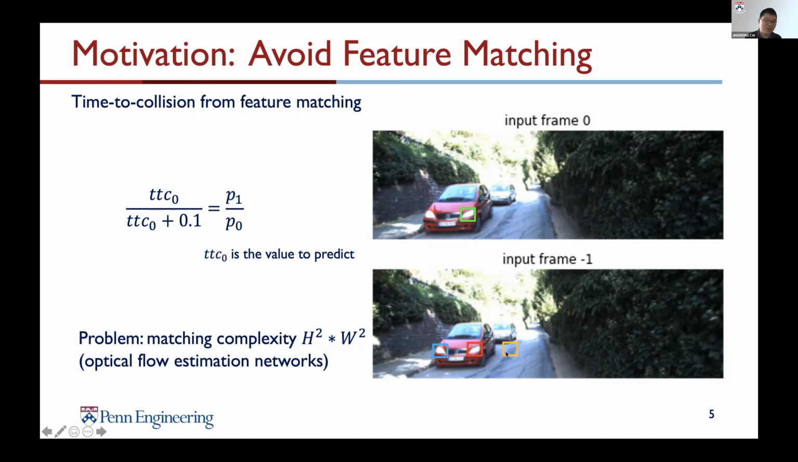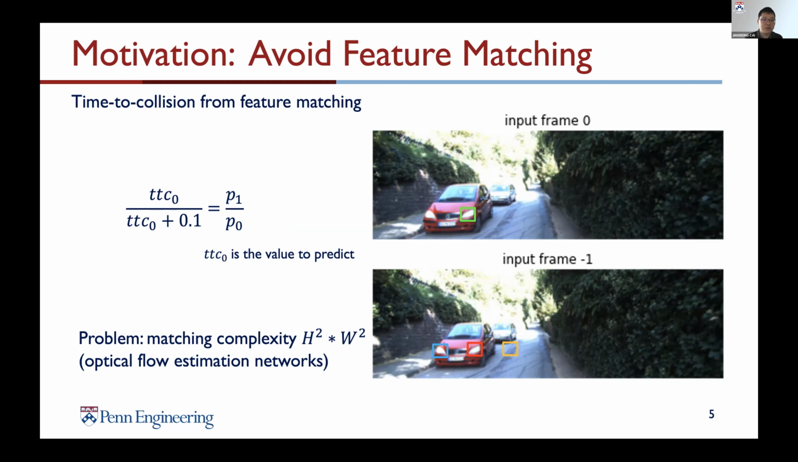So we are talking about the matching complexity equals n squared, where n is the image dimension. Usually for a 600 pixel by 300 pixel input dimension, we're talking about somewhere around 100,000 additional matching complexity. So that's a significant latency issue, and that will result in a network size issue as well.